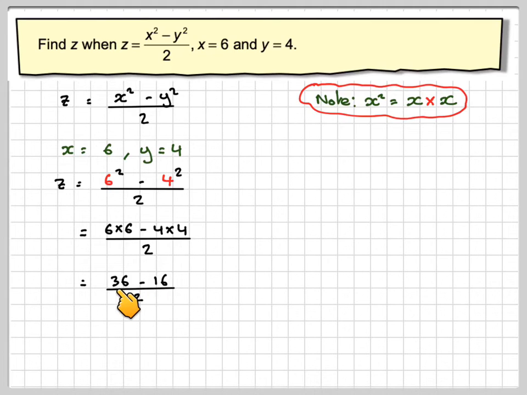This line here acts as a bracket, so we need to do that first. So 36 minus 16 gives me 20, divided by 2. And then 20 divided by 2 gives me a final answer of 10.